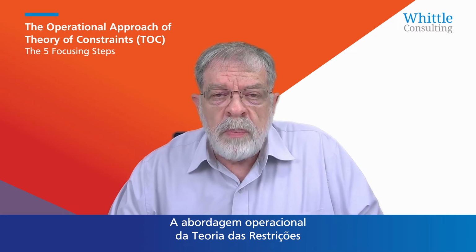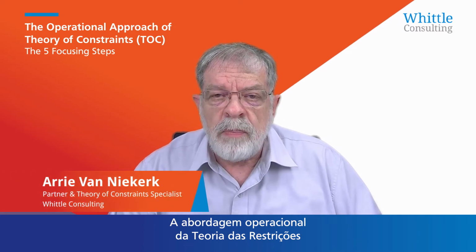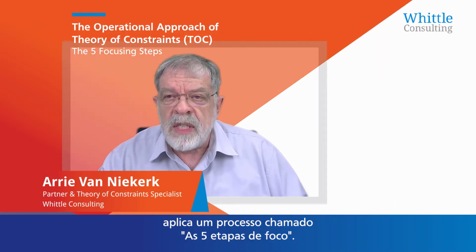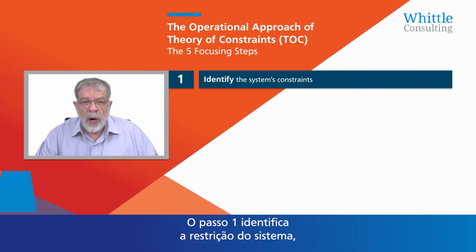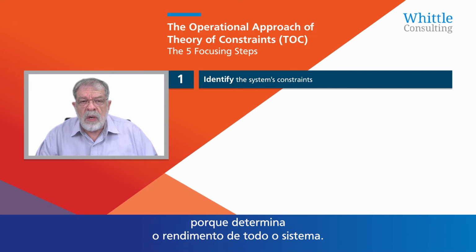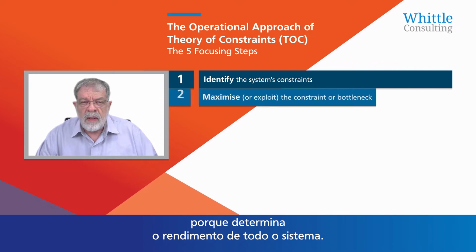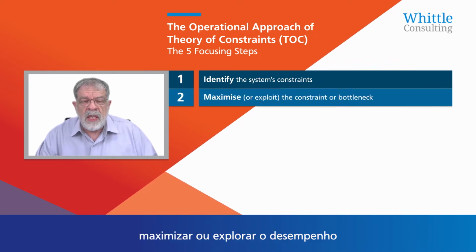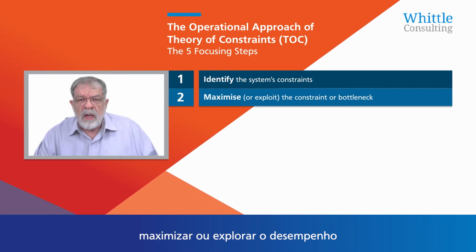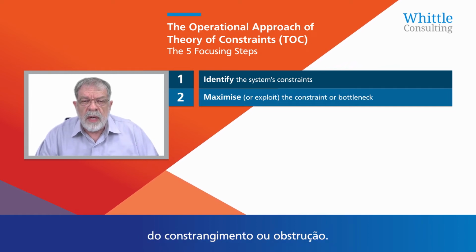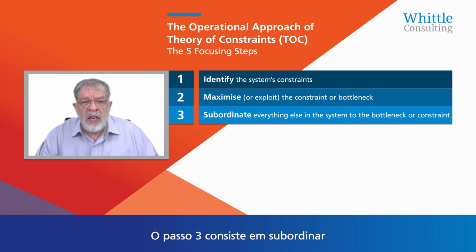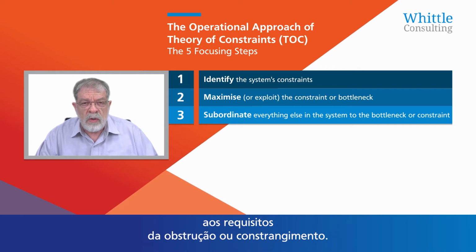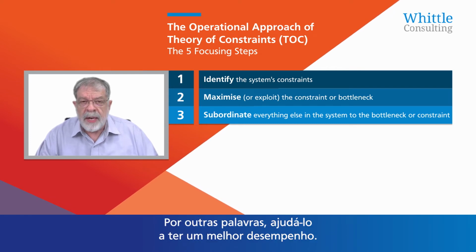The operational approach of theory of constraints applies a process called the 5 focusing steps. Step number 1 is identify the system's constraint because it determines the throughput of the whole system. Step number 2 is then to maximize or exploit the performance of the constraint or the bottleneck. Step number 3 is to subordinate everything else in the system to the requirements of the bottleneck or the constraint. In other words, to help it perform better.